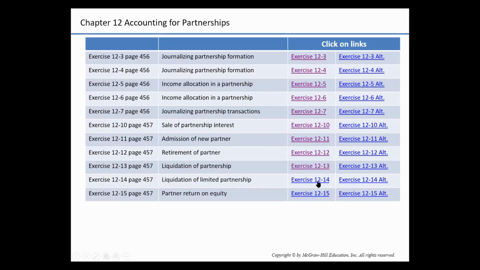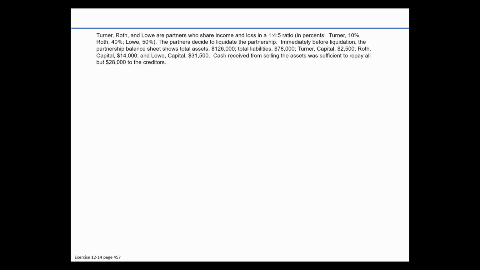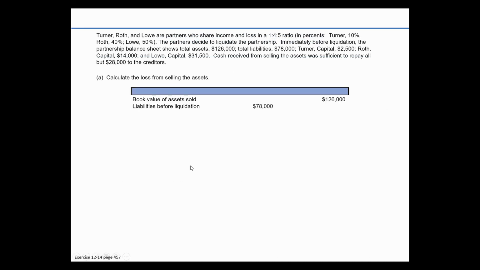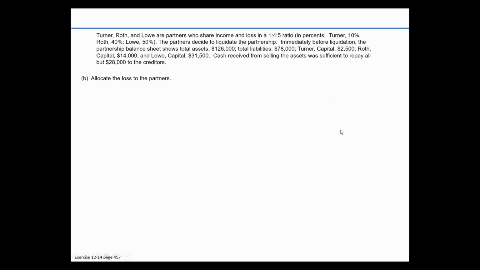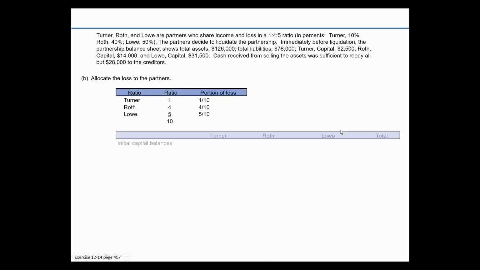The liquidation of a limited partnership. Because in the first example we looked at just now, they each are responsible for this. But we see here that some of the partners have what would be considered a limited partnership. So we'll calculate the loss from selling the assets. Again, $76,000 loss. So we'll have to allocate the loss to the partners the same way.